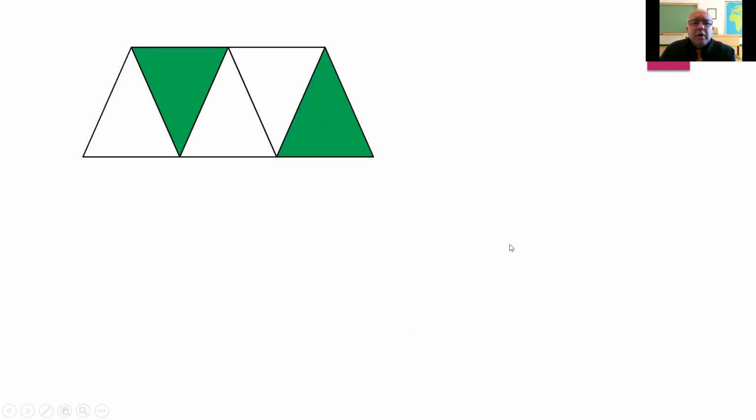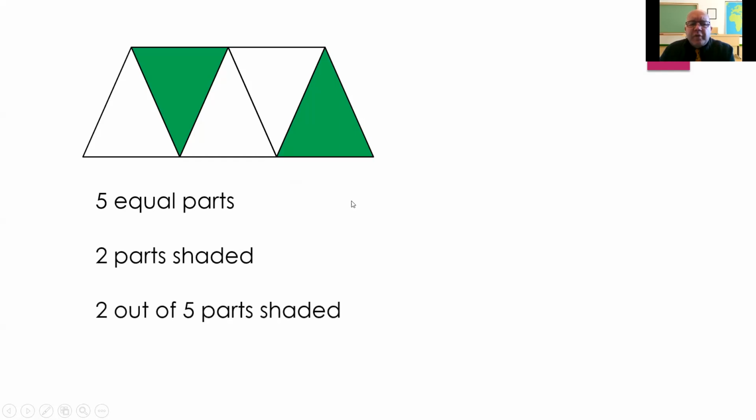Right, what about this? What fraction can you see here? Well, we've got 1, 2, 3, 4, 5 parts, and they're all equal. They're all the same size, and 2 of them are shaded. So what would that fraction look like? 5 equal parts, 2 parts shaded. So 2 out of 5 have been shaded. There you go, 2/5. 2 are shaded, so there's 2 that we're interested in out of the 5 equal parts.